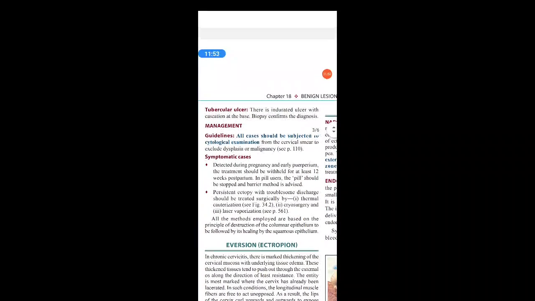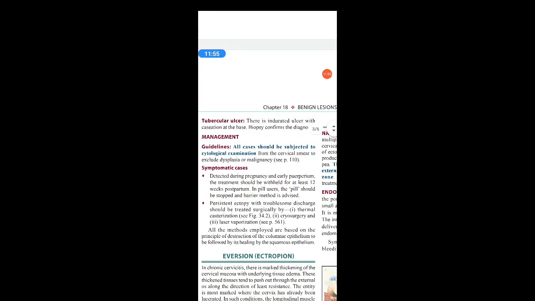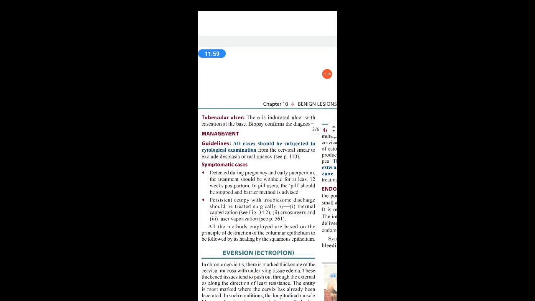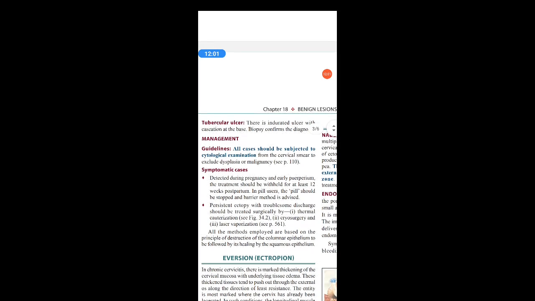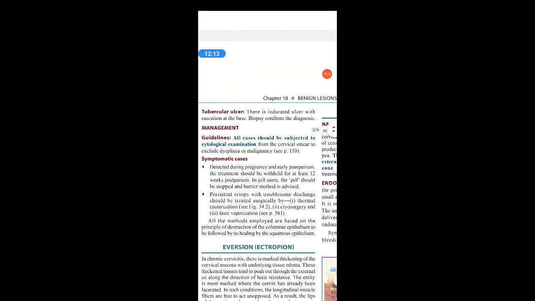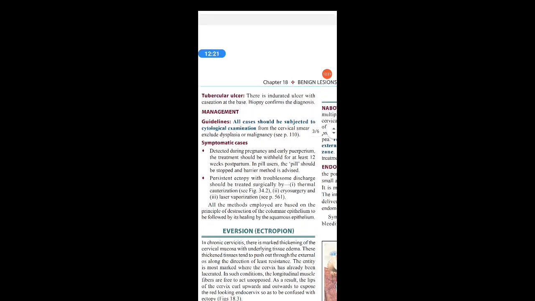Coming to its management, all cases should be subjected to cytological examination from the cervical smear to exclude dysplasia or malignancy. Before confirming the ectopy or the erosion, if you want to manage this case, first you have to go for cytological examination, especially the pap smear, which is very important to exclude malignancy or a pre-malignant condition of the cervix. So this is very important.